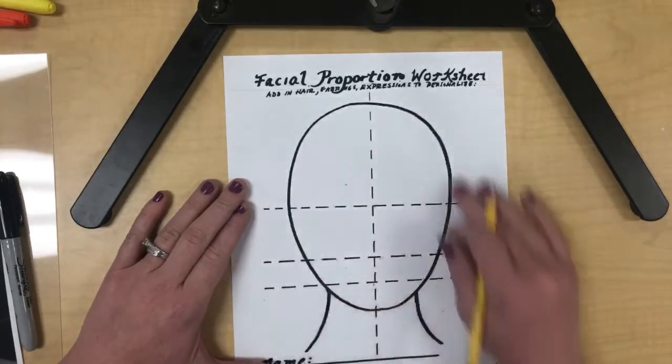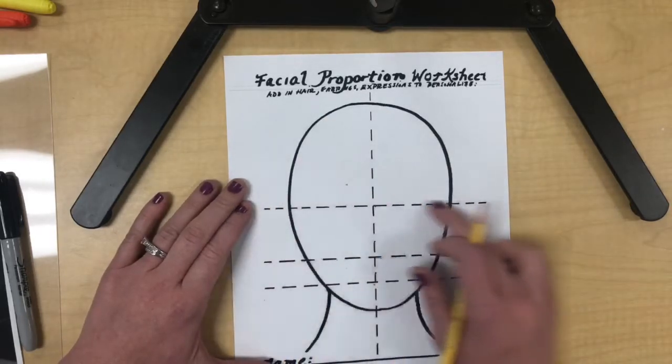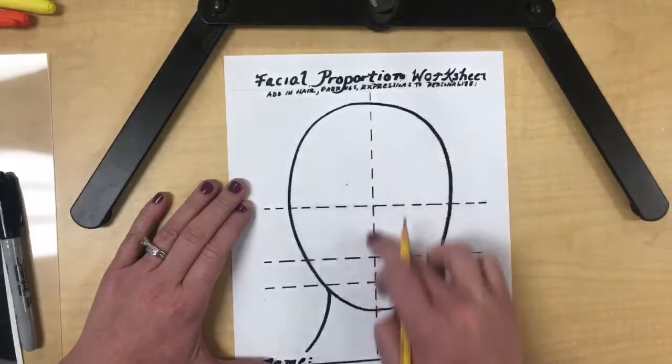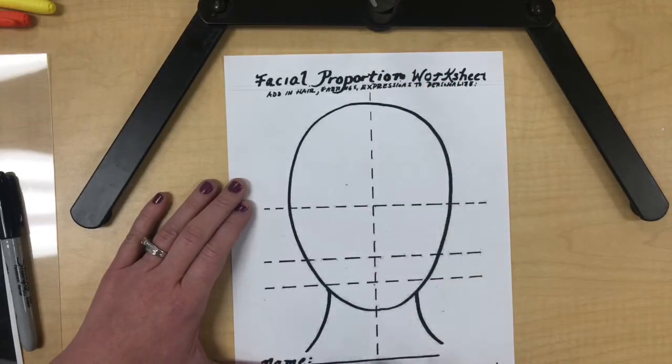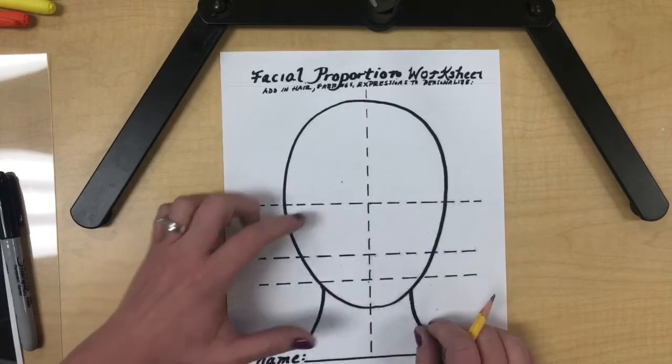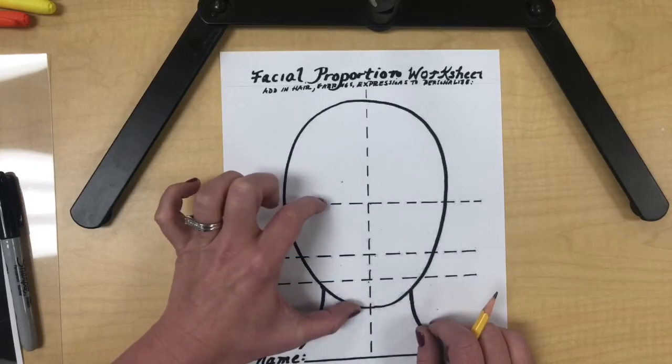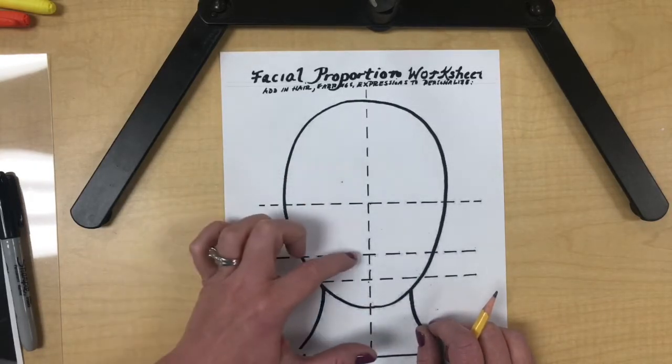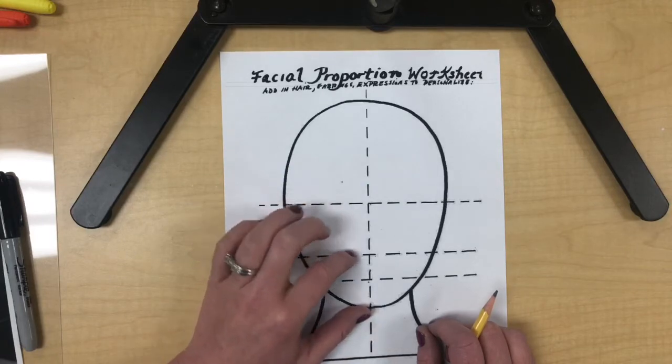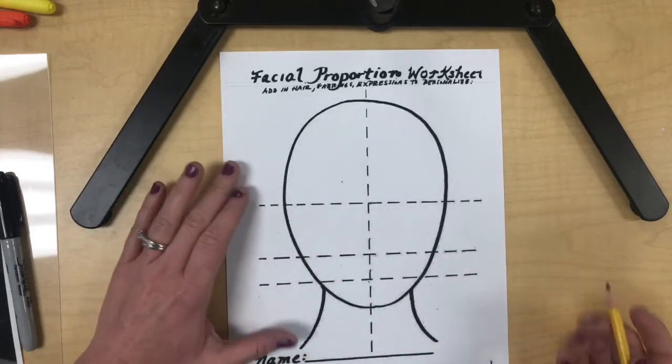So this is a face right here, and this line is halfway through the face. This one's halfway going up and down. And then this line right here is halfway between this line and the chin, and this line is halfway between this line and the chin. So this is the general proportions for faces.